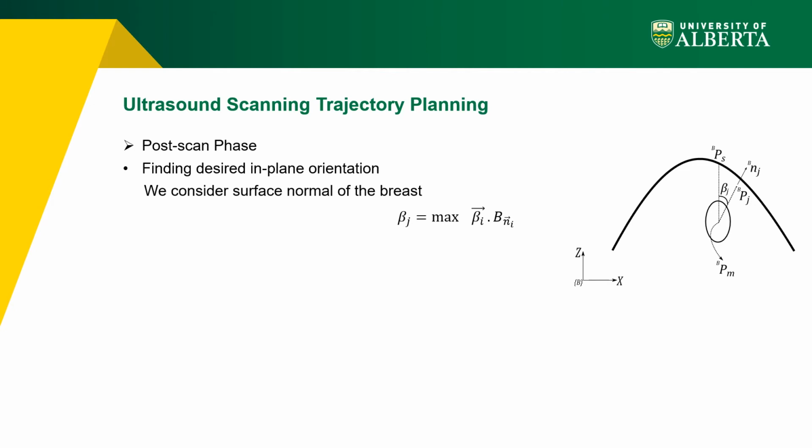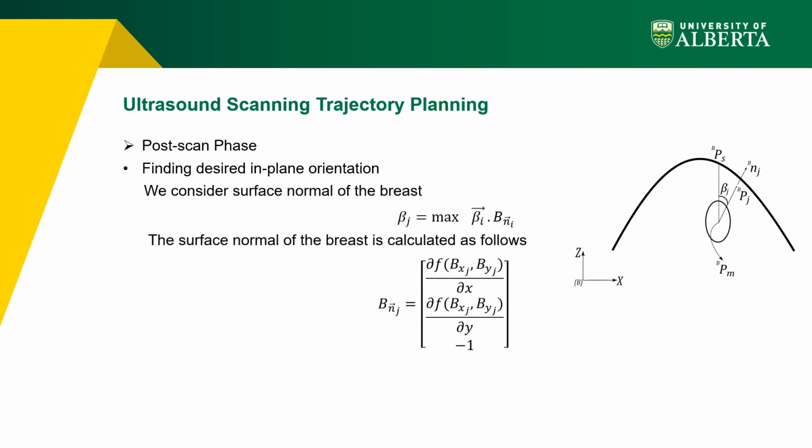The process for calculating in-plane rotation in sagittal view of the breast is shown in this figure. Here we are using the center of ellipsoid PM in frame B, which was found from pre-scan images. We consider the surface normal of the breast so that the probe is kept in a natural orientation with respect to the surface of the breast. This is shown in the equation that finds the angle which maximizes the dot product between the normal vector and the candidate vector.